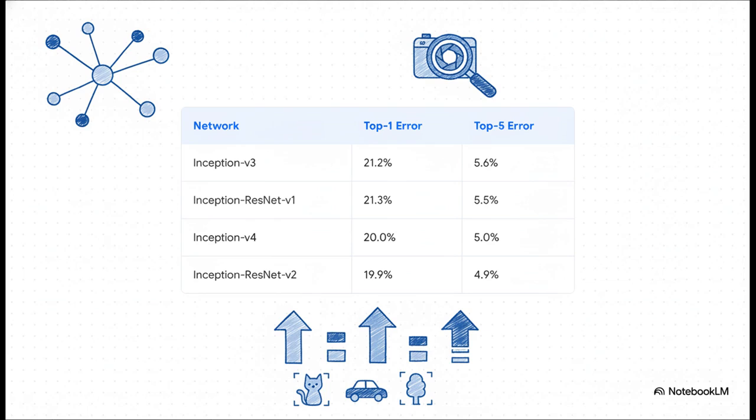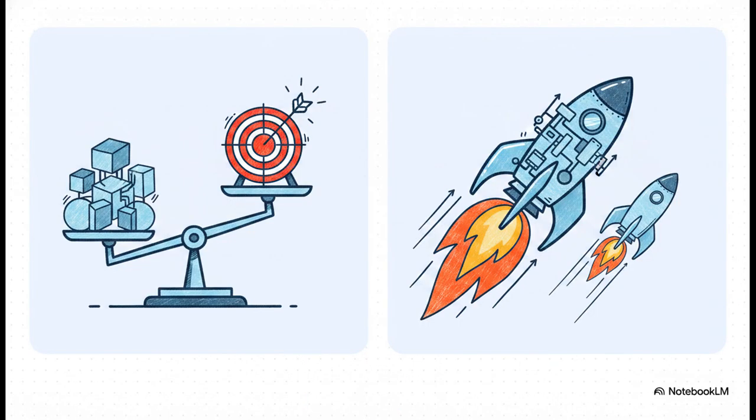You can see the older Inception-v4 sitting at a 5.6% top 5 error. Its residual counterpart, Inception-ResNet v1, is basically identical at 5.5%. But then we look at the heavier hitters. The pure Inception-v4 hits an impressive 5.0% error rate, and the hybrid, Inception-ResNet v2, edges it out slightly at 4.9%. So what does this data actually tell us?